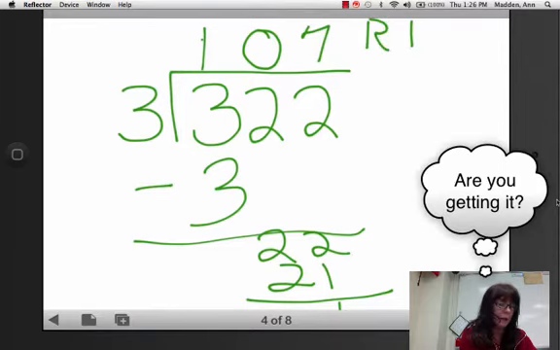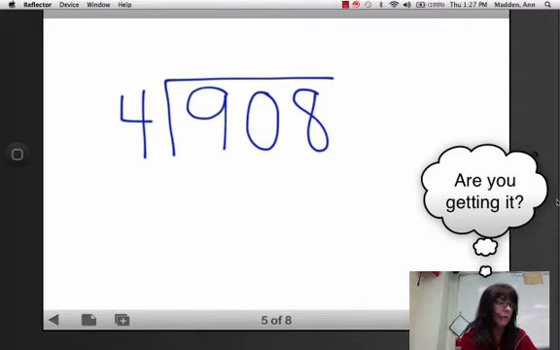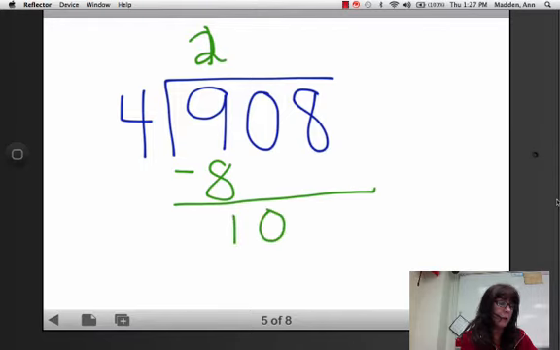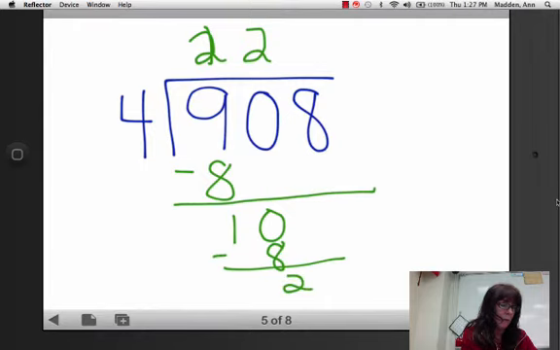Remainder 1. Next example. Does 4 go into 9? Yes, it does. Goes in there twice. Subtraction. 9 minus 8 is 1. Bring down your 0. Does 4 go into 10? Yes, it does. Twice. Your subtraction. Bring down your 8. Does 4 go into 28? Yes, it does. 7 times. No remainder. I'm running out of space.